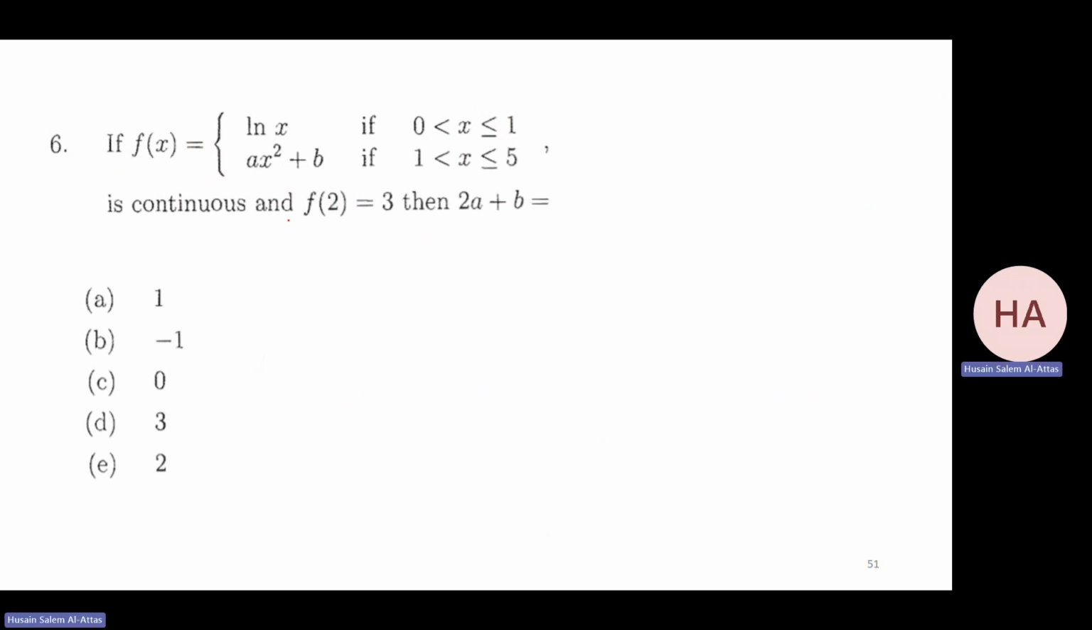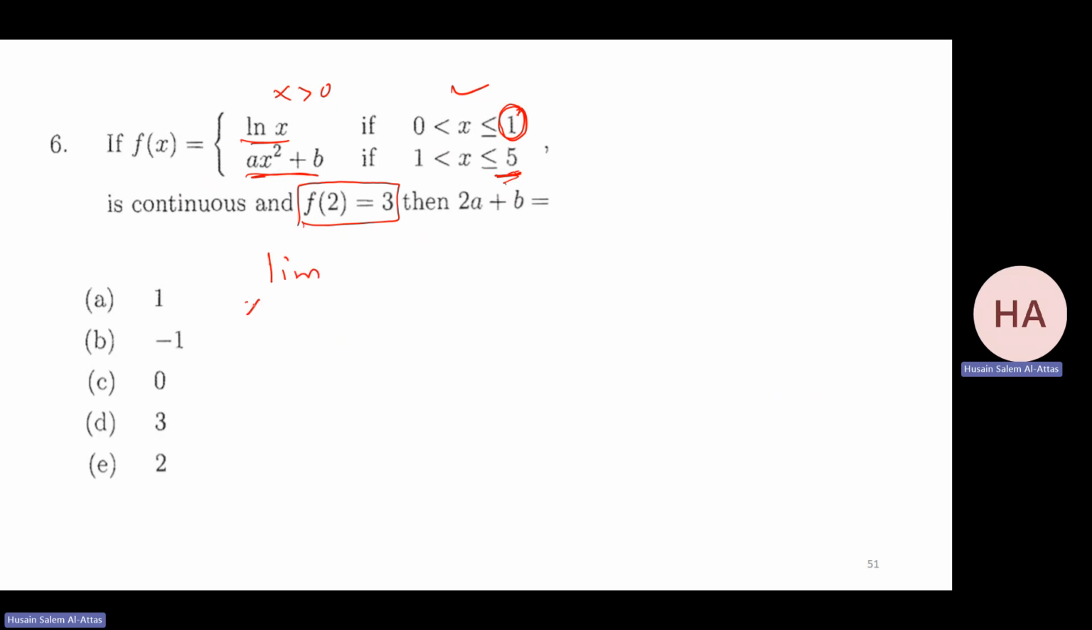The function is continuous and f of 2 equals 3. This is the argument, x is positive, which is okay with this one. So nothing to worry about. I need to worry about only this one. Also at 5, it will be okay. f of 5 is equal to the limit from the right, it's the same function. So I need to care about x equals 1.